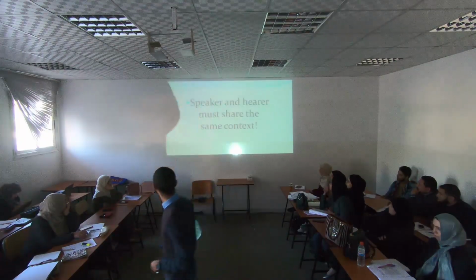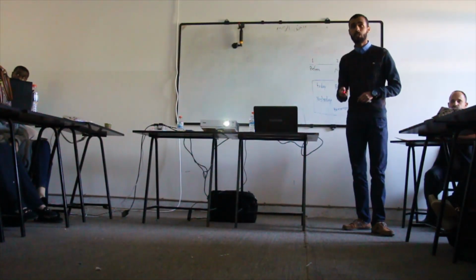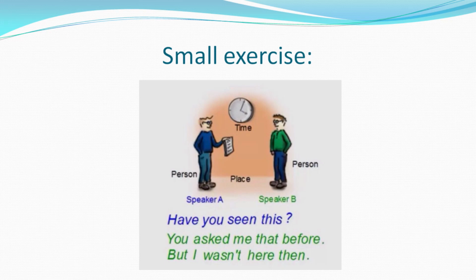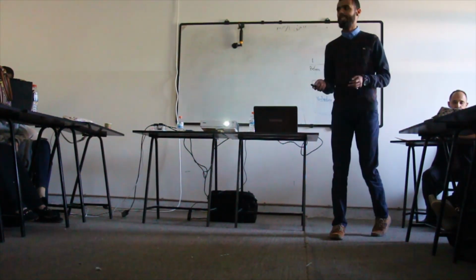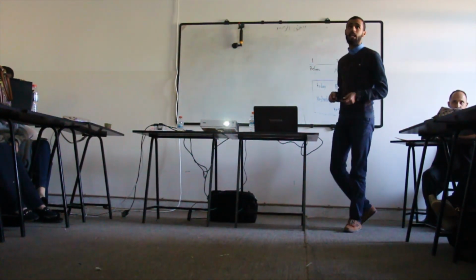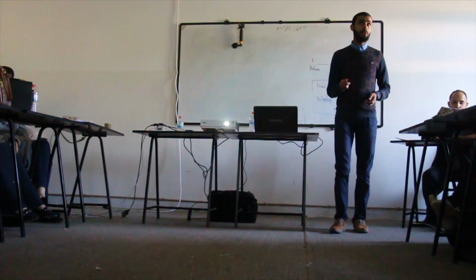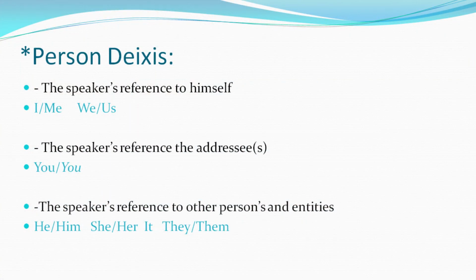Okay, I will give the last ones, which are you, here, me, that, before, I, here and then. All of that are called indexicals or deictic elements. The first type, person deixis, is when the speaker refers to himself, using deictic elements such as I, me, we, or us in the plural. The second one is the speaker's reference to the addressee or addressees, like "you" in the singular and "you" in the plural.